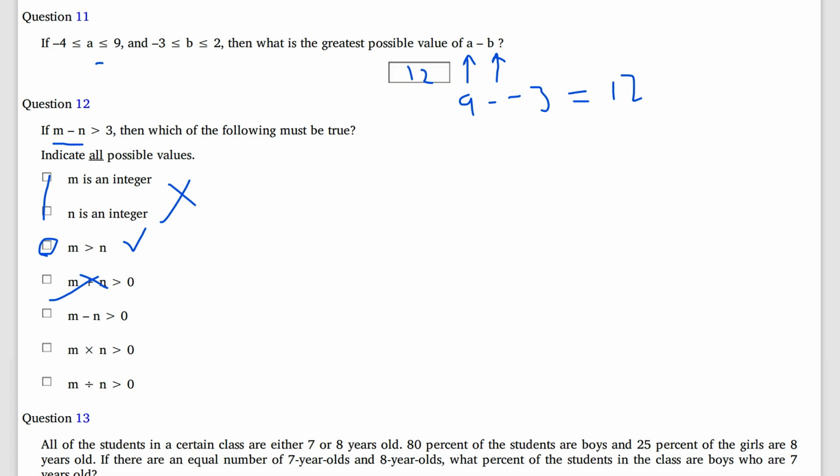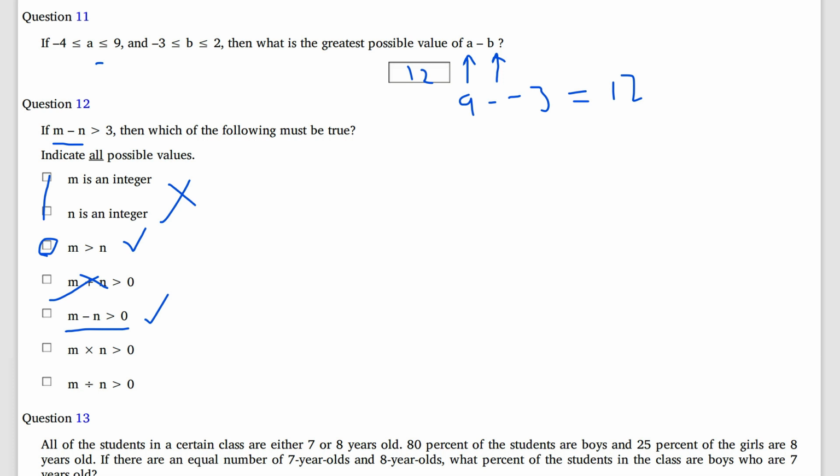M minus n is greater than 0. The thing is, the question told us that m minus n is greater than 3. So if the difference between the numbers is greater than 3, well then yes, of course, the difference between the numbers is greater than 0. Because they've already told us that m minus n, the difference between the numbers, is more than 3. So m minus n, the difference is definitely more than 0. So that's also a tick.